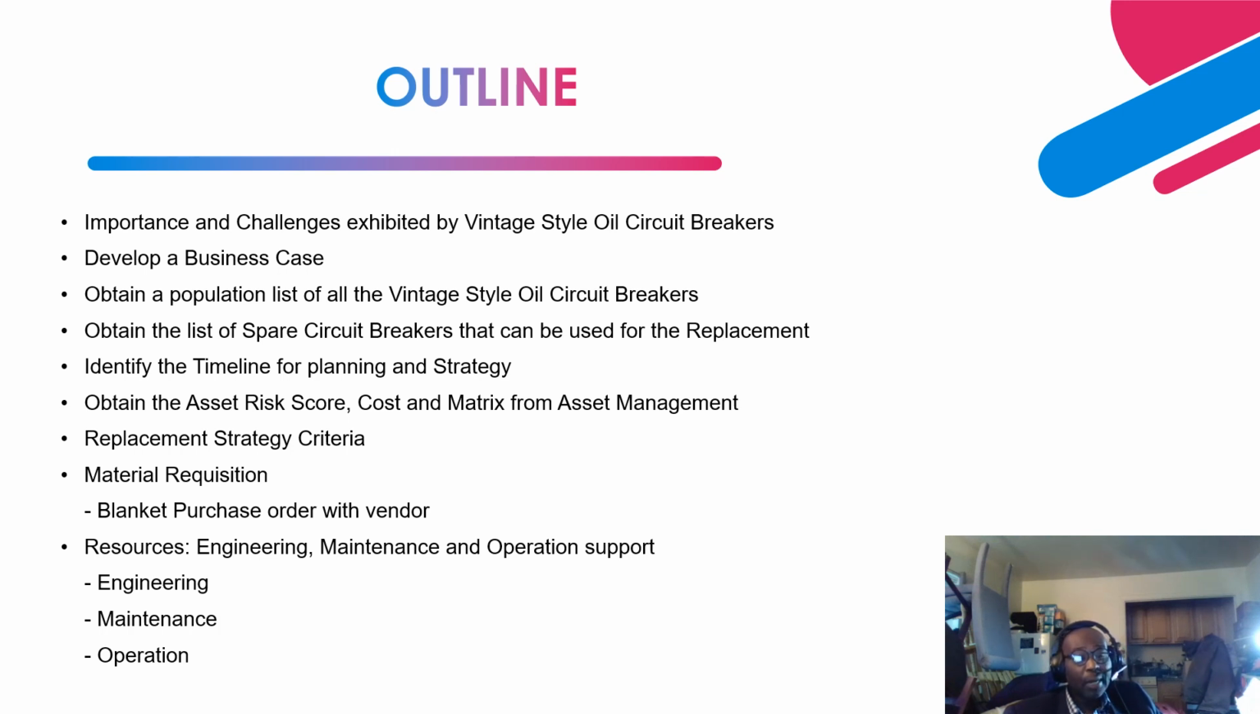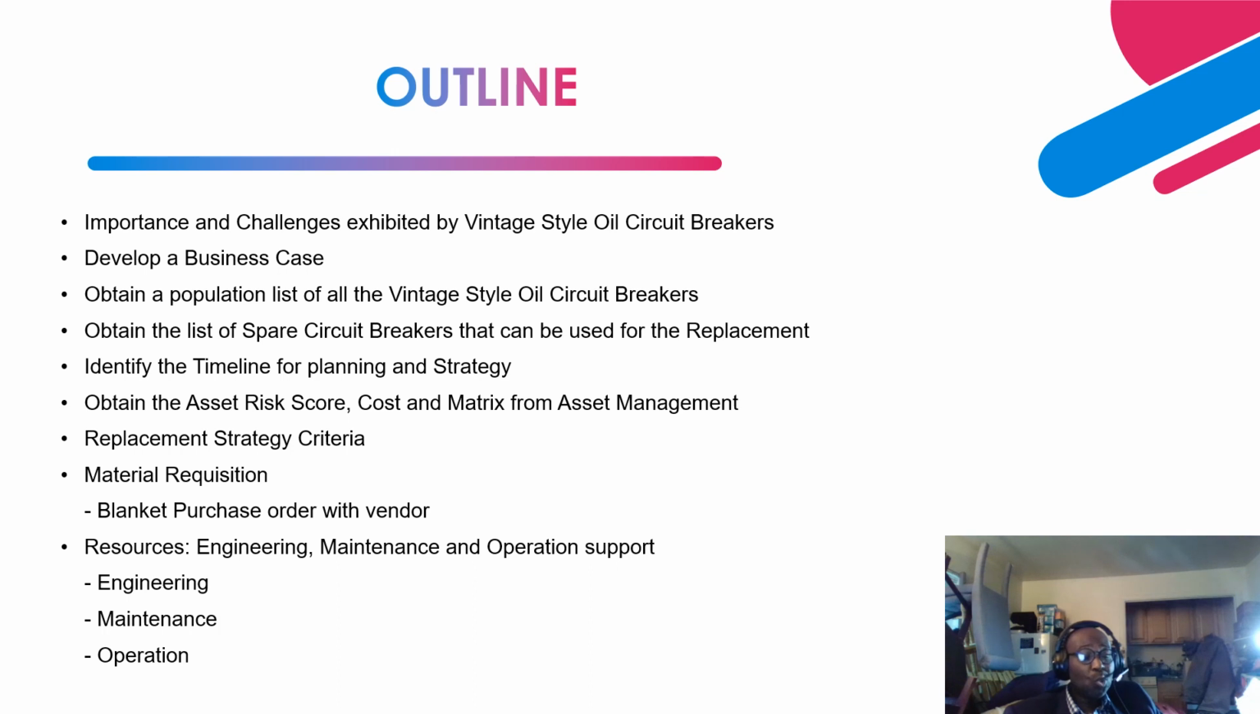Then I'll show you how to obtain the list of spare circuit breakers that you will use. As you know, since these circuit breakers are very long lead items, you want to start off with what you have in your inventory as spare circuit breakers. Then I'll show you how to identify a timeline for your replacement strategy, and where to obtain your asset risk score, asset risk cost, and also your asset risk matrix.